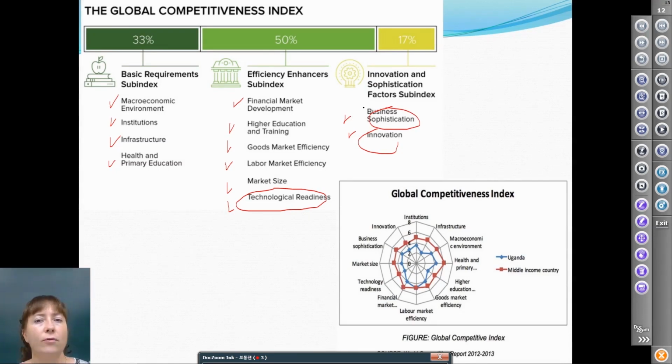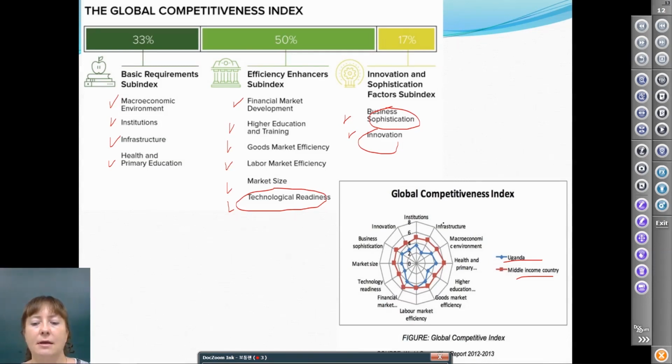So you see, before we try to enter a foreign market with our startup project, before we initiate our competitive strategy, we have to check the competitiveness index in that market. Here is another example of an already done global competitiveness index, comparing Uganda, an African country, with a middle income country, for example Poland in Eastern Europe. And here you have the areas.